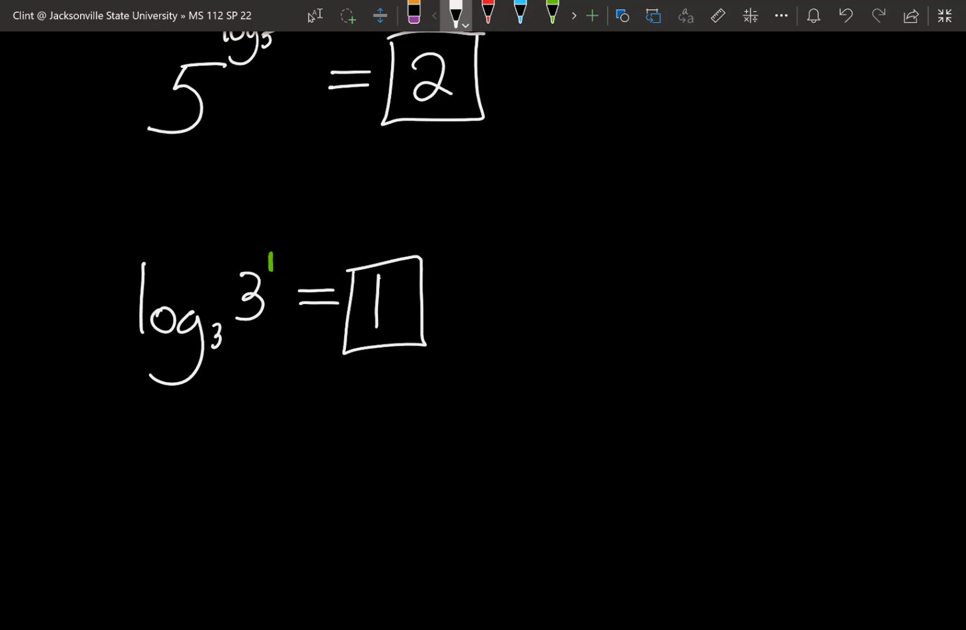So anytime the base of the log matches the number you've got inside the logarithm, that simplifies to just 1. It says 3 to the first power equals 3. That's true.